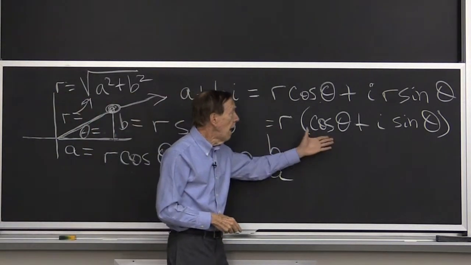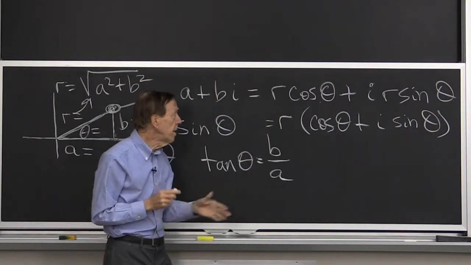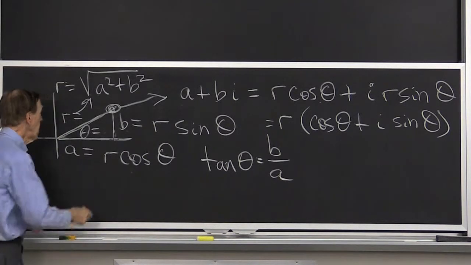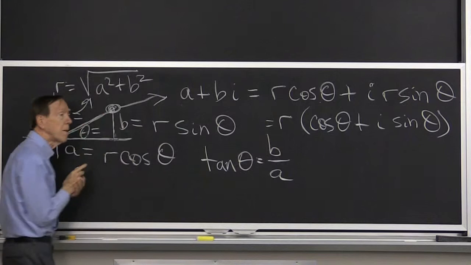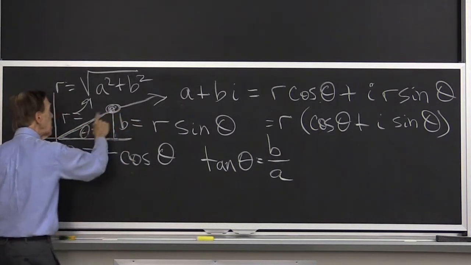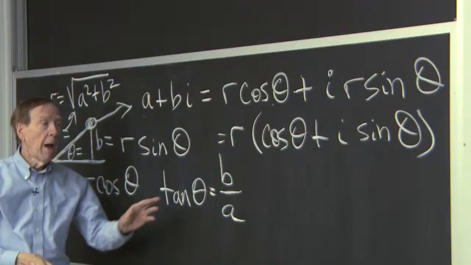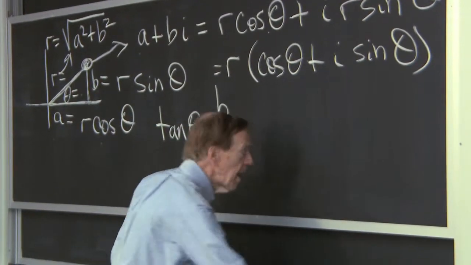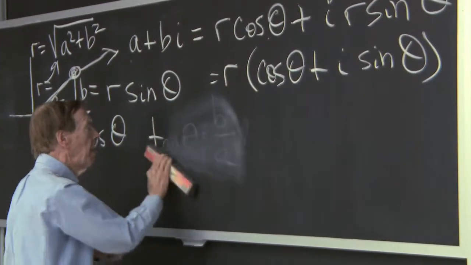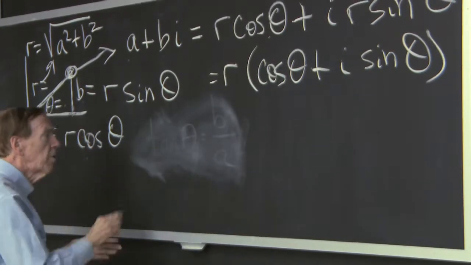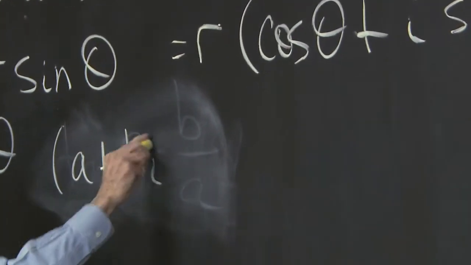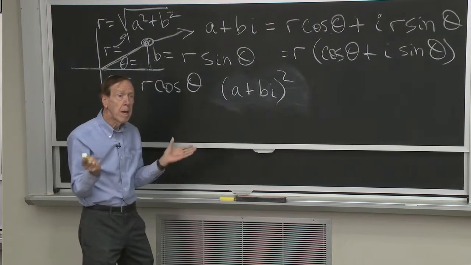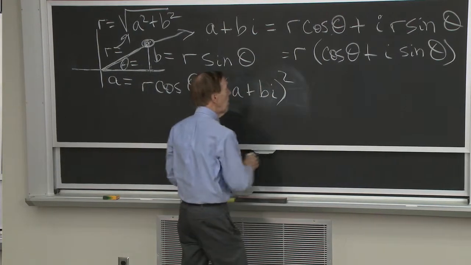Okay, here I'm ready to multiply. I'm ready to multiply that number. Suppose I multiply a plus bi by itself. I want to square this. I want to multiply a plus bi times a plus bi and see what I get. I'm going to multiply in polar form. So now I'm ready for, let me take away tan theta, which is getting in our way, and multiply. So now I'm going to do a plus bi squared, just to show you the beauty of this. Okay, now that's this thing squared. What do I get? I want to multiply that by itself.